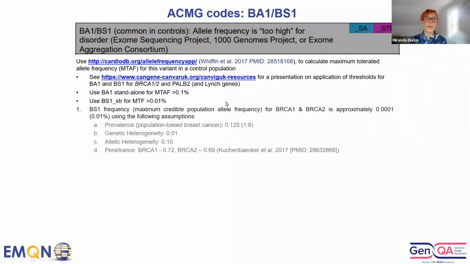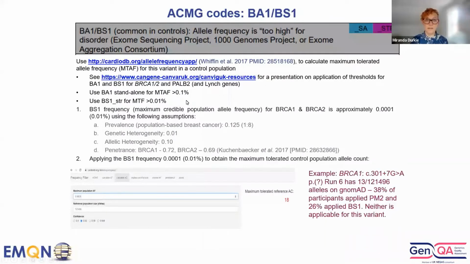I'm not going to go through it, but we calculated that you could use BA1 standalone if the maximum tolerated allele frequency is greater than 0.1%, and BS1 strong at 0.01%. But you don't want to get that data directly from NOMAD because there is another calculation that looks at your Gaussian distribution. So you can either go to NOMAD and go to the top left-hand side where it says your popmax allele frequency, but that's just based on one population alone. Or you can go to the CardioDB website and go to this tab that says calculate AC for allele count. So you put in your 0.01% and you put in your population from NOMAD, and this gives you your allele count.